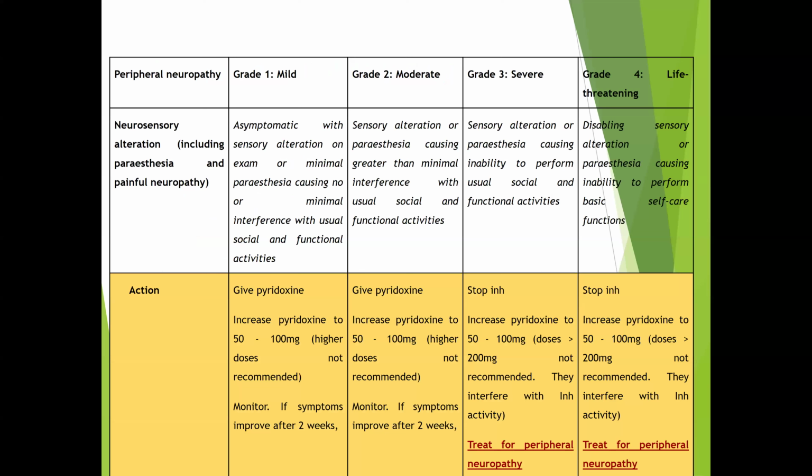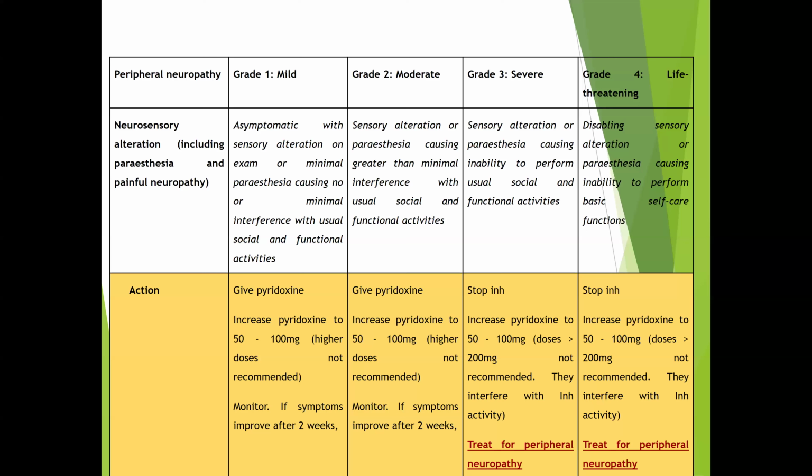In the mild form, we have sensory alteration. They are asymptomatic or have sensory alteration on exam or minimal paresthesia, causing no or minimal interference with their social and functional activities. For the mild one, we just increase the dosage of pyridoxine from 50 to 100. Then you monitor the symptoms. They usually improve after 2 weeks.